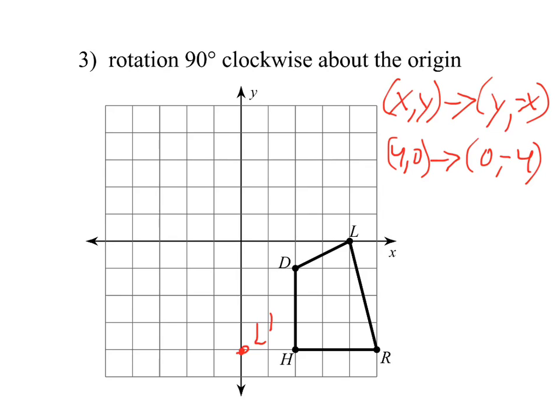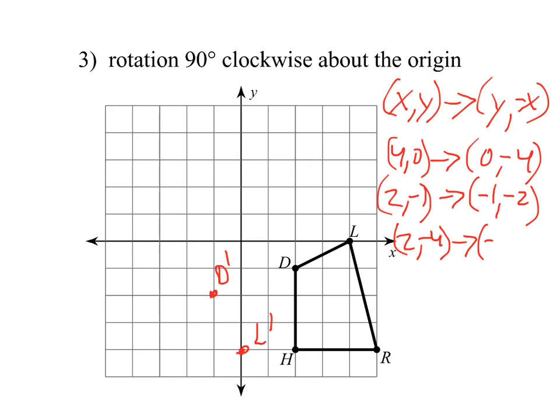And you should do that for all your coordinates, like D is at 2, negative 1. Change the order, change the sign on the second one, you'll get negative 1, negative 2. That's just going to be right there, so there's my D prime. H is at 2, negative 4. Change the order, change the sign, we're going to get negative 4, negative 2. So go negative 4, negative 2. And there's my H prime.